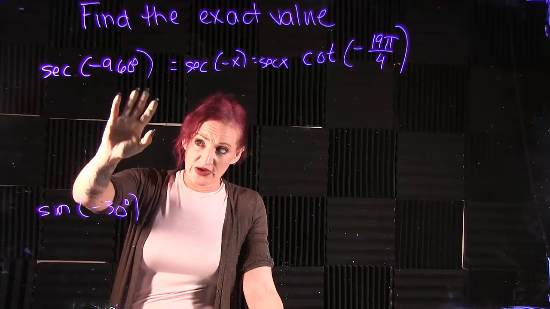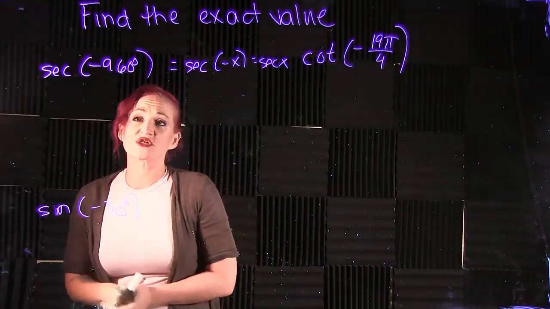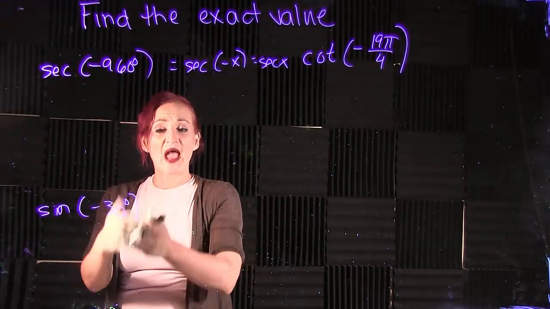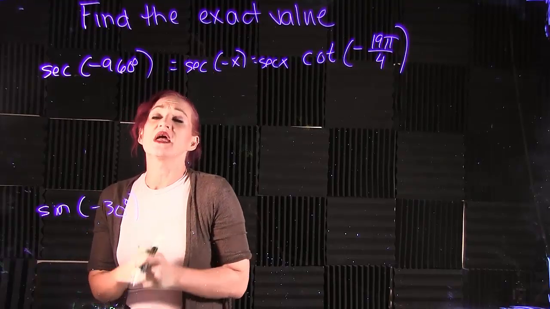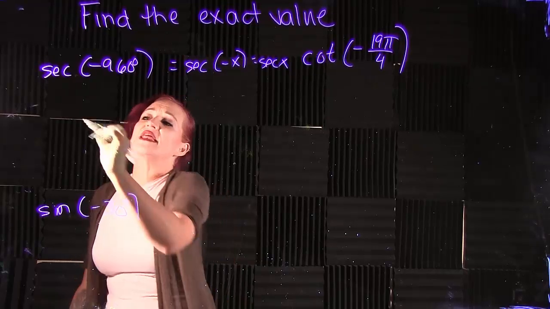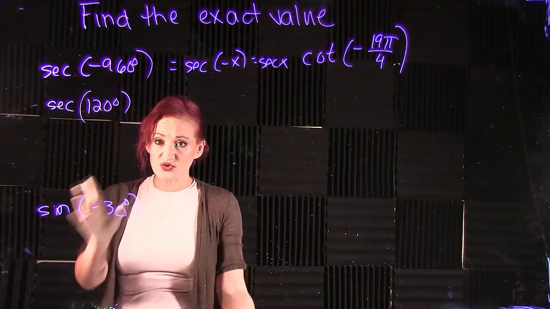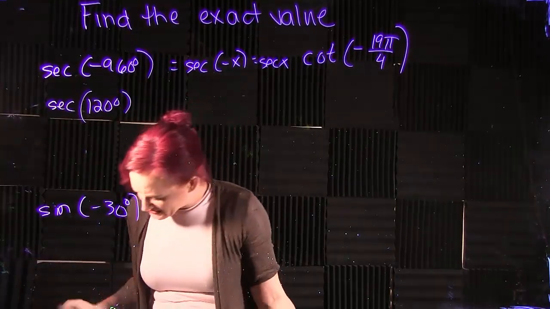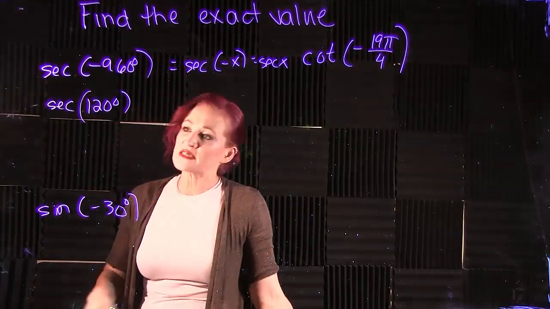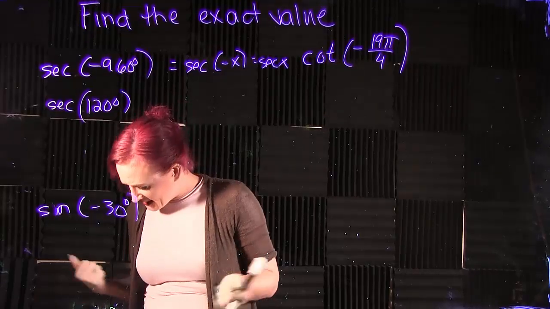So if we're given a very, very large measure, we want to find its coterminal angle here. Since this is negative 960 degrees, you just want to add 360 until you get something between 0 and 360. So if we keep adding 360 to this, we would end up with secant of 120 degrees as its coterminal angle. Secant of 120 degrees then has brought it into a positive angle. We simply just need to find secant of 120.